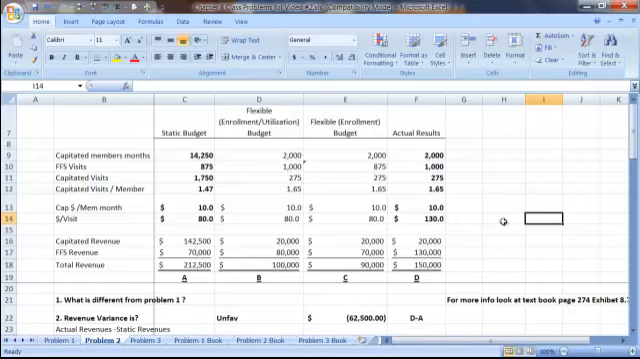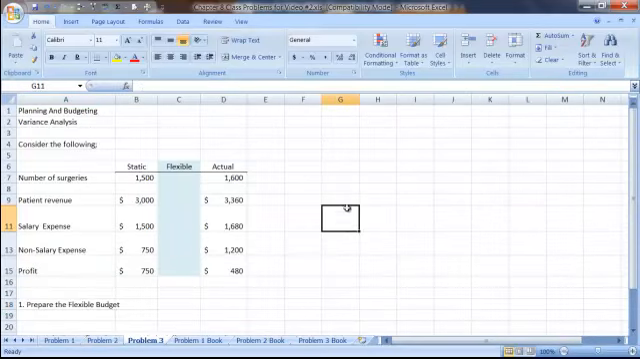Next, we're going to move on to problem 3. Let's click over here. Now, problem 3 is a nice problem, and it's not set up exactly the way it is in the book, but what we're going to do is prepare the flexible budget. And what they do is they give you the flexible budget, and they ask you how did they calculate the flexible budget. Well, if we go ahead and prepare the flexible budget in this example, you'll understand how, obviously, they got to their flexible budget in the book.